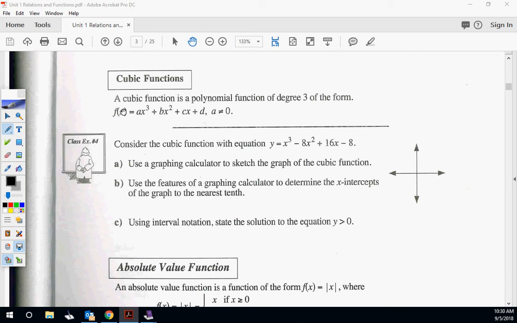Day 2, Math 30, Unit 1, Lesson 1, Part 2. I broke it up because I talked too much on the opening day. Okay, so cubic functions. This one's basically just having you look at your calculator.